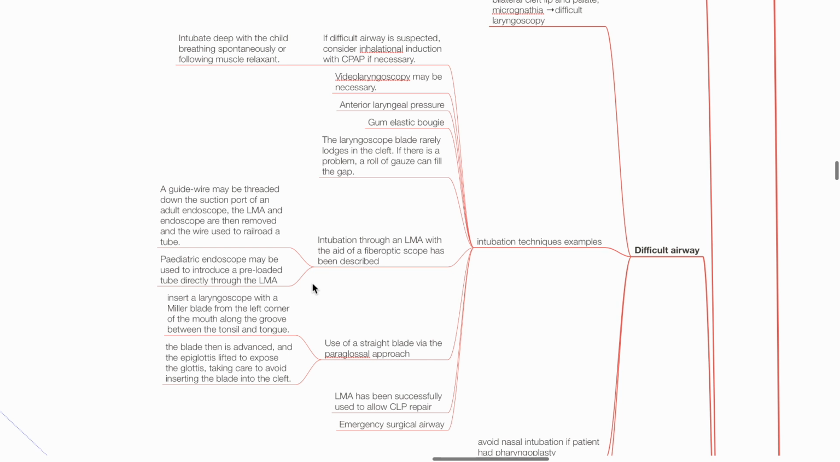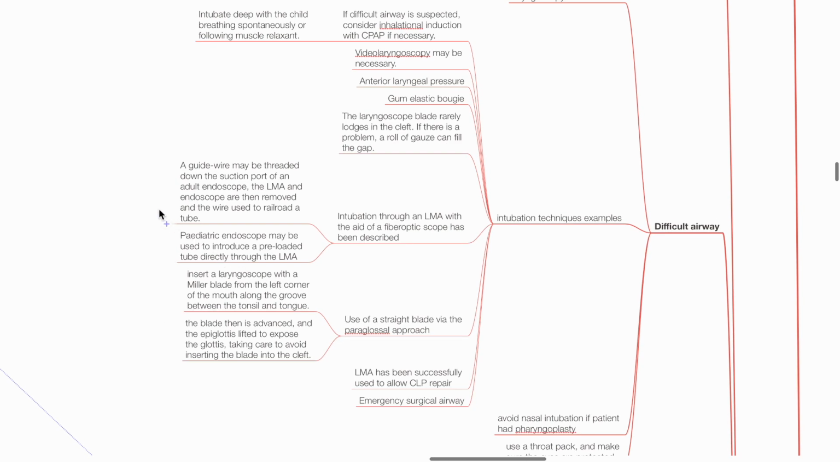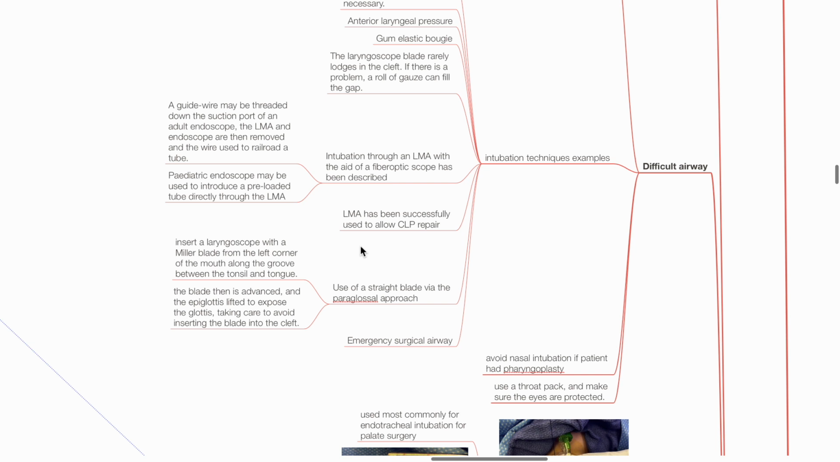Intubation through an LMA with the aid of a fiber optic scope has been described. A guide wire may be threaded down the suction port of an adult endoscope. The LMA and endoscope can then be removed, and the wire used to railroad an ETT. The pediatric endoscope may also be used to introduce a preloaded endotracheal tube directly through the LMA. An LMA may also be used to allow for CLP repair.